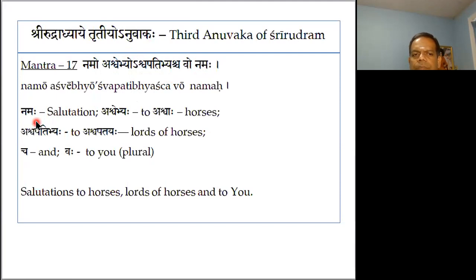We will look at the meaning. Namaha, salutation. Ashvebhyaha. As you can see, the visarga has become o there because of sandhi, so ashvebhyaha has become ashvebhyo. But the simple word without the sandhi is ashvebhyaha, which is the fourth form of the word ashvaha. Ashvaha means horses. Ashvaha means one horse, ashvaha means many horses. So we are bowing down to all the horses.